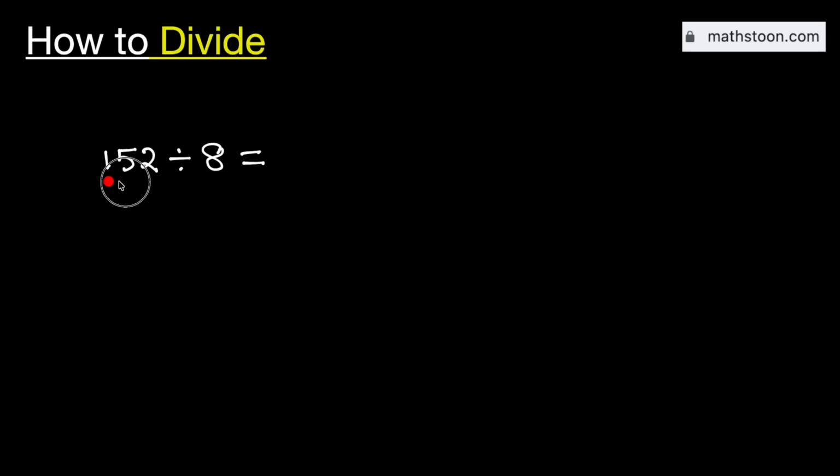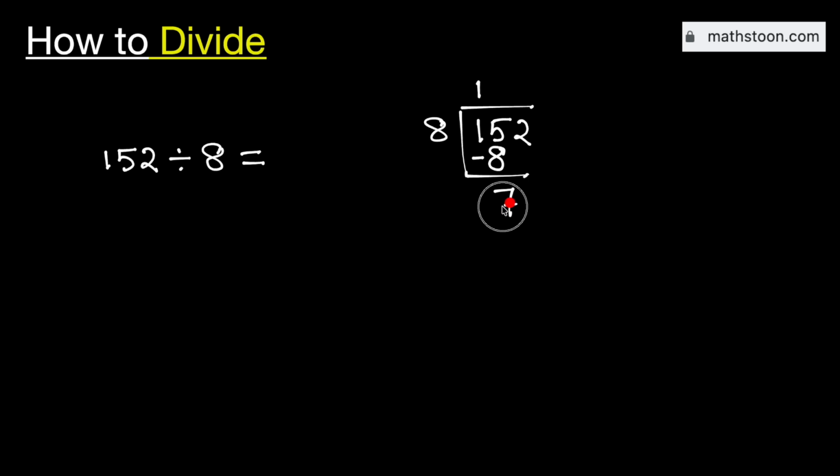In this video, let us learn how to divide the number 152 by 8 using the long division method. Now see that 1 is less than 8, so we will consider the number 15. We know that 8 times 1 is equal to 8. Subtract, we get 7. Now this 7 is less than 8, so we will consider this 2 here.